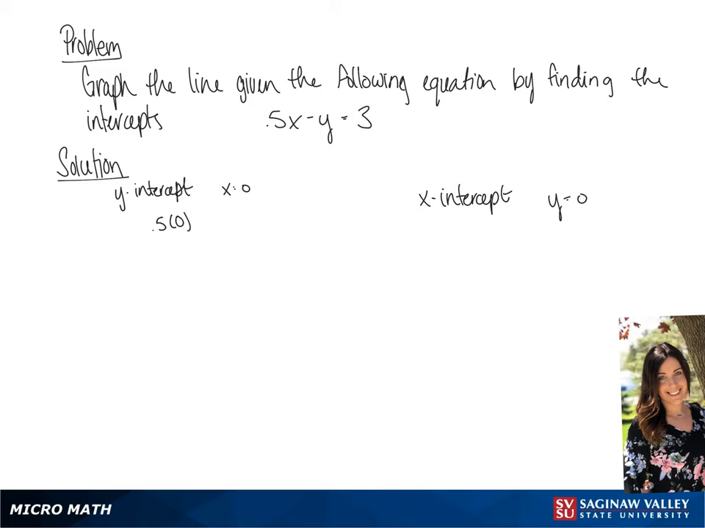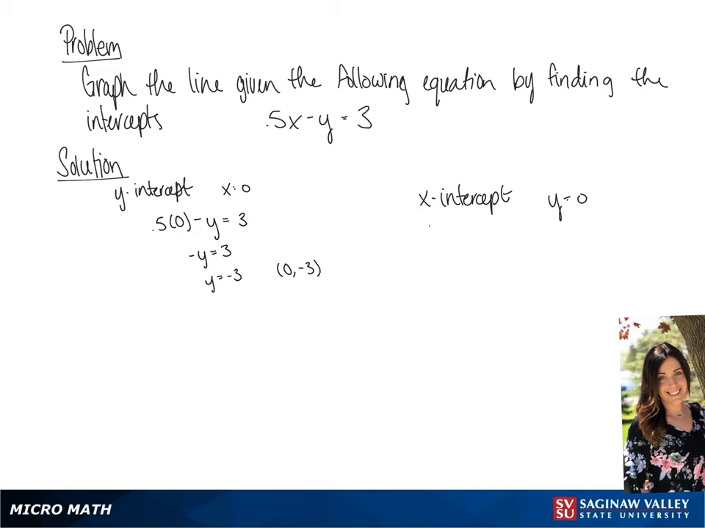So we're going to have 0.5 times 0 minus y equals 3. This gives us negative y equals 3, and we're going to divide each side by negative 1, so we have y equals negative 3. So our y-intercept is 0, negative 3.